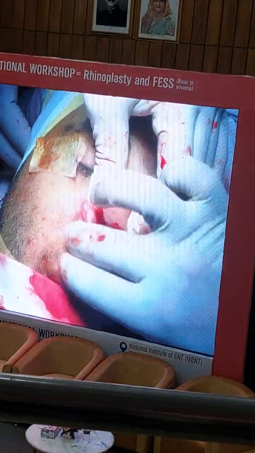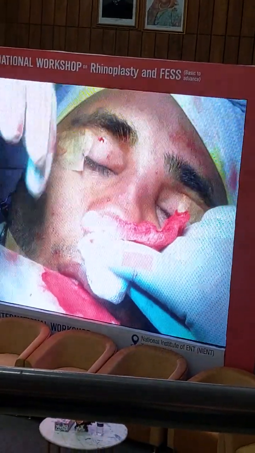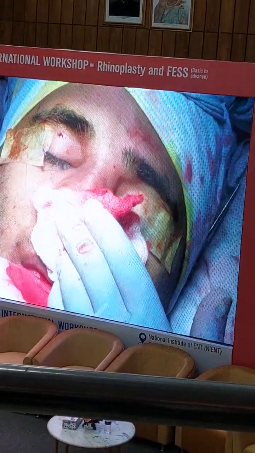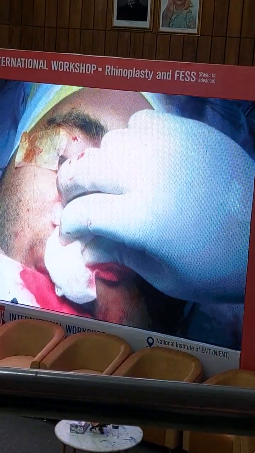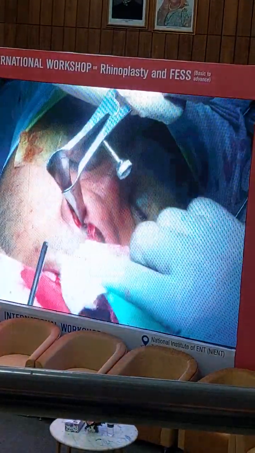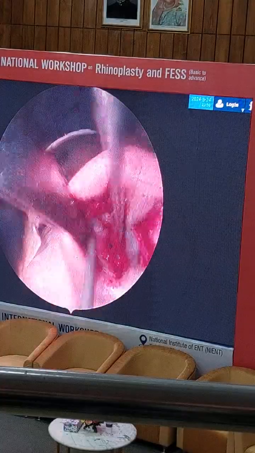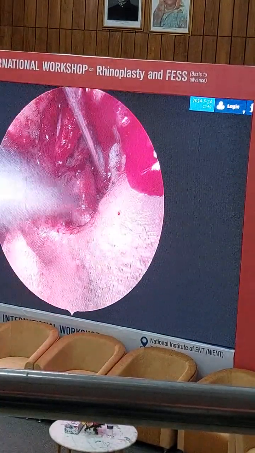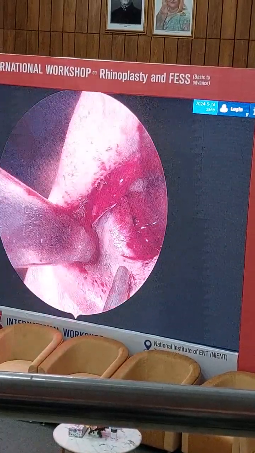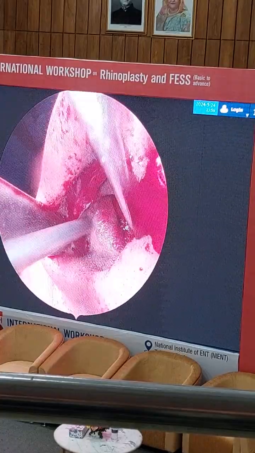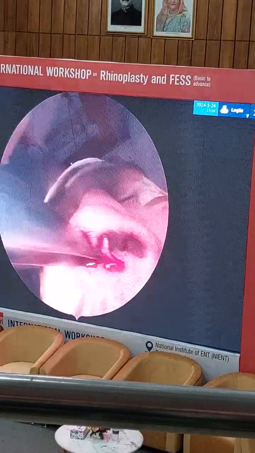So again, the important thing is the landmark for the lateral osteotomy. First is where you engage your osteotome. This is the important thing. So where you engage your osteotome, you identify your inferior turbinate. Give me the suction. This is my inferior turbinate. So this is the anterior end of the inferior turbinate, and I use the number 15 blade. You have to use suction.